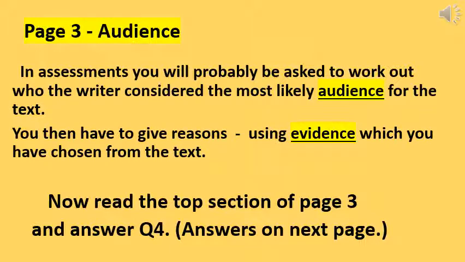Now let's move on to the topic of who's the intended audience when a writer puts pen to paper. Look at page 3. In assessments, you'll probably be asked to work out who the writer considered the most likely audience for the text. You then have to explain why, and you have to use evidence which you've chosen from the text. So, read the top section of page 3 and answer question 4. There'll be answers on the next slide.